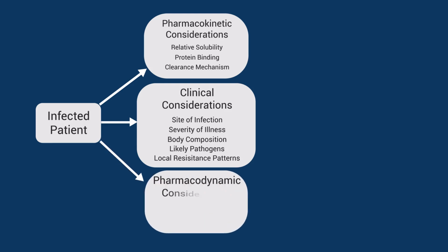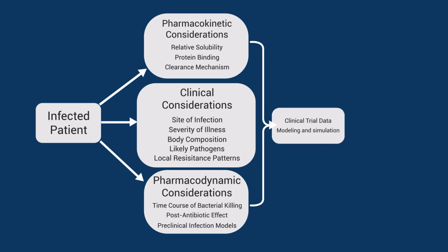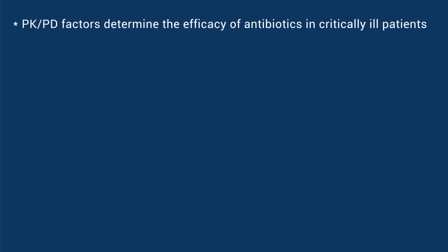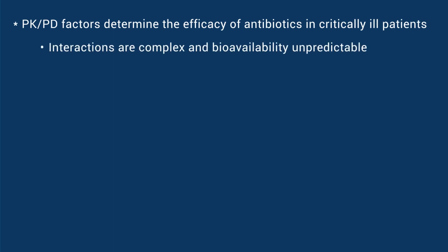Then I need to think of the pharmacodynamic considerations, which would be whether it is a time-dependent drug, concentration-dependent drug, or area under the curve drug. Does this drug have a post-antibiotic effect or not? And all those factors have to be incorporated in my decision-making of the choice of antibiotic, the dosing, and the maintenance schedule. In conclusion, PK/PD factors determine the efficacy of antibiotics in critically ill patients. The interactions are very complex. It's extremely difficult for us to predict how a drug is going to behave in vivo.